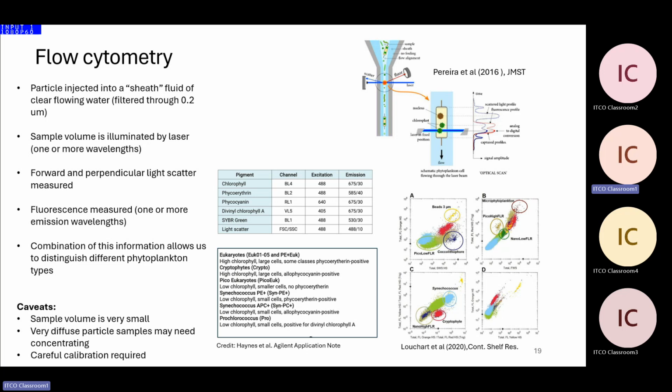But the caveat with flow cytometry is the sample sizes are really small. Remember, you're trying to say of this pixel in the ocean that might be under a satellite that's 1 kilometer by 1 kilometer, I put 10 milliliters of water through my flow cytometer. So just think about these kind of things. And if you're in very clear water, like the South Pacific gyre, the particles are very diffuse, so you might have to come up with a strategy to concentrate down. And you've got to carefully calibrate them. But we're all good at calibrating stuff.